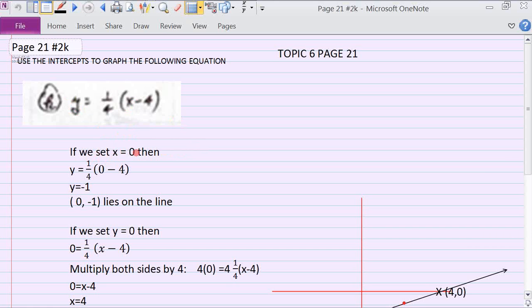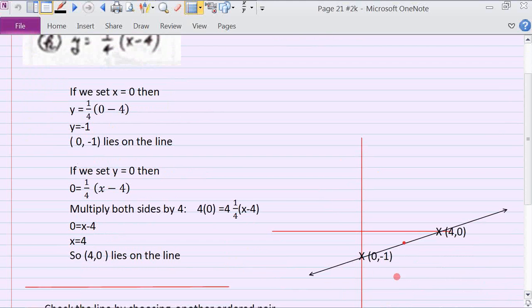So we set the x to 0, then we get y equals 1/4 times x minus 4. Now I'm going to replace the x with a 0 right here. I get minus 4. A quarter of minus 4 is minus 1. So when x is 0, y is minus 1. So the point 0, minus 1 lies on the line. Here it is right here approximately. 0, minus 1. Notice that it is a y-intercept and x is equal to 0.